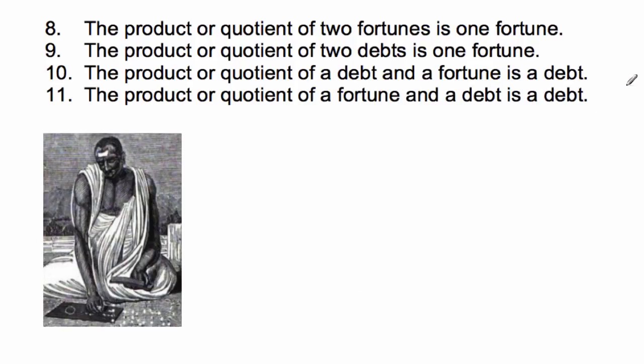This works in very nicely with the rules of Brahmagupta. He said, these are his last rules, that when you have a product or a quotient, in other words, when you divide as well, two fortunes, that's a positive times a positive, you end up with a fortune, one fortune. When you have two debts, that's two negatives multiplied together, you end up with a fortune, a positive, which is what we said. If we have a debt, that's a negative, times a fortune, that's a positive, we end up with a debt, a negative.